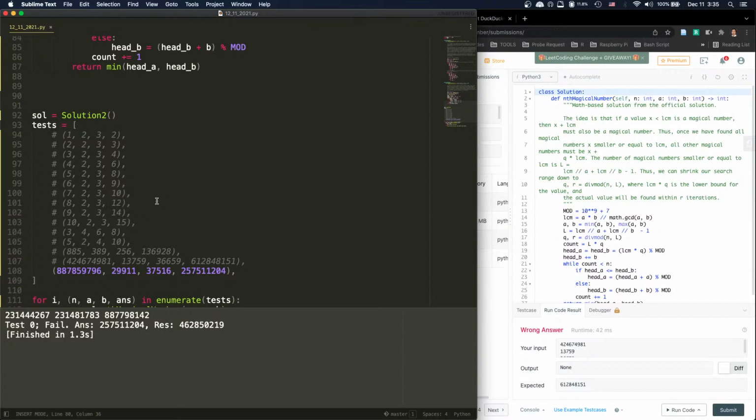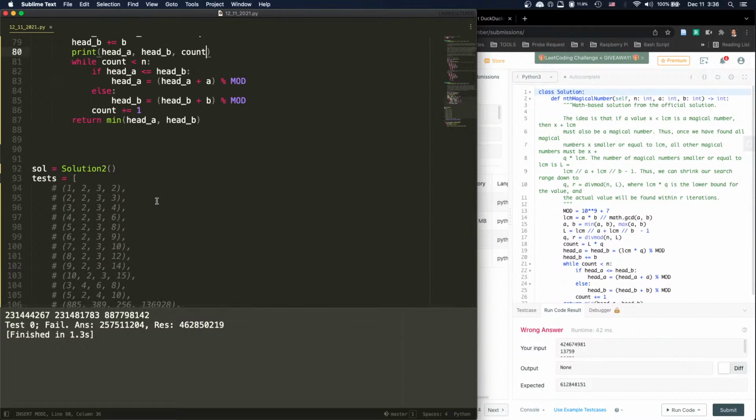What's the next one? 887859796 minus 88779842. We're looking for about this much, 61,000, right? So if we say 61,000 times 29911, that is a gigantic value. 2, 3, 4, 5, 6, 7, 8, 9, 10 to the 10 value. Don't know, man.